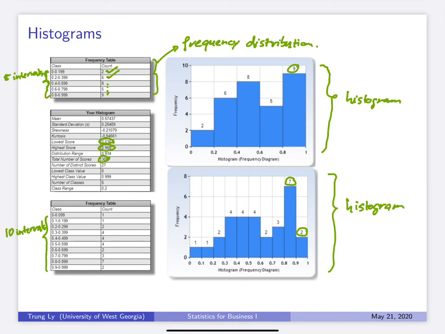Now, these intervals are typically called bins. So in the first frequency distribution here, we have 5 intervals corresponding to 5 bins. And then in the second frequency distribution, we have 10 intervals, so there are 10 bins.